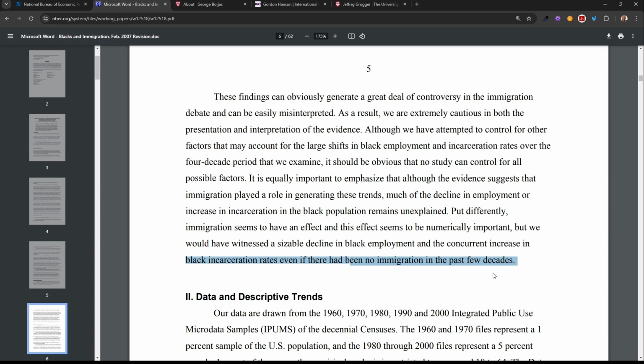Now, I know what you guys are thinking. Oh, so immigration has nothing to do with it then? No. What they're saying is that immigration is not the only thing that caused it. But the evidence does show that immigration added to it, but it would have happened anyway.